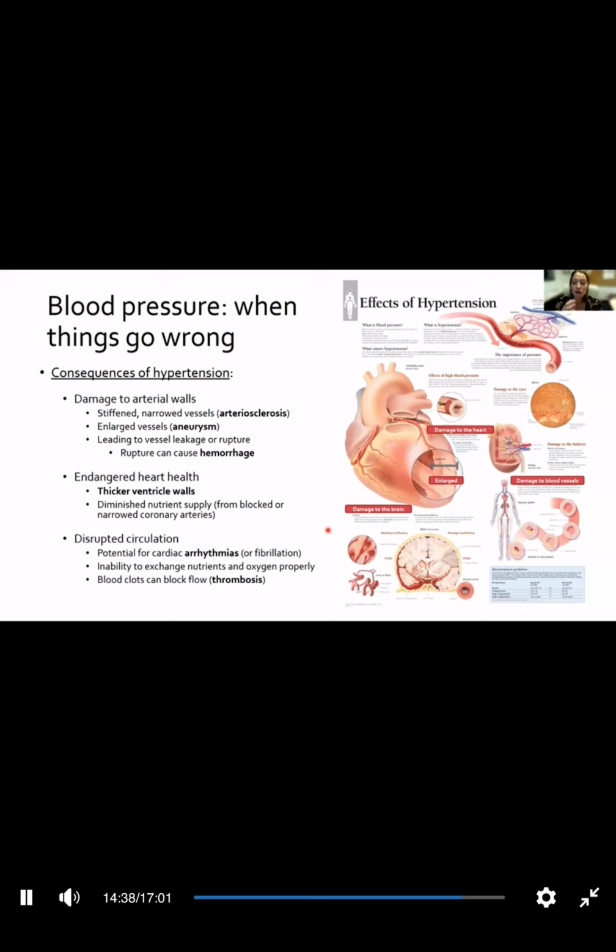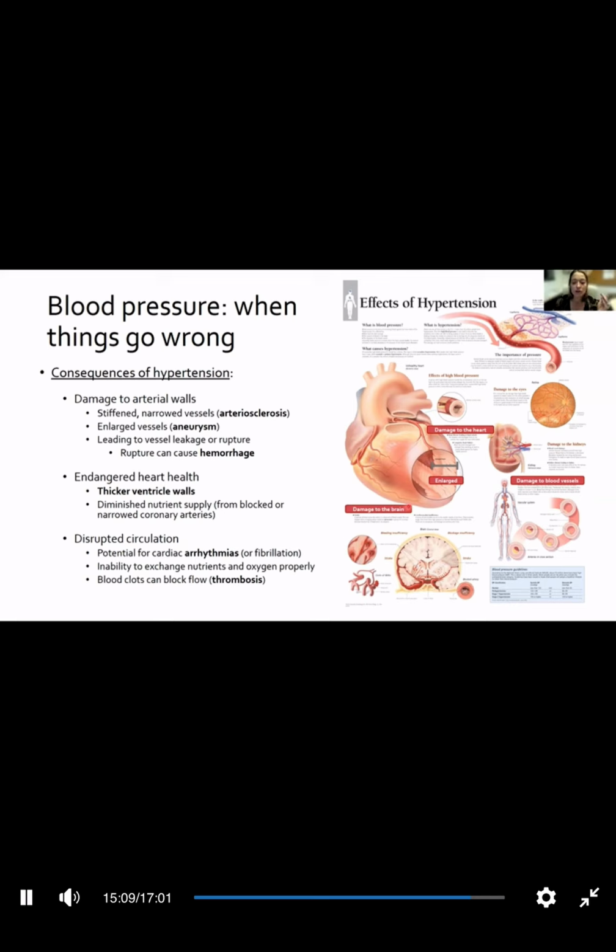The top 3 of them I've listed here, which is damage to the arterial walls. So you could have stiffened or narrow vessels with arteriosclerosis. You could have enlarged vessels because there's so much pressure always beating on them that they become a little bulged. This is termed as aneurysm. Or you could actually have those vessels leak or rupture. This is termed hemorrhage.